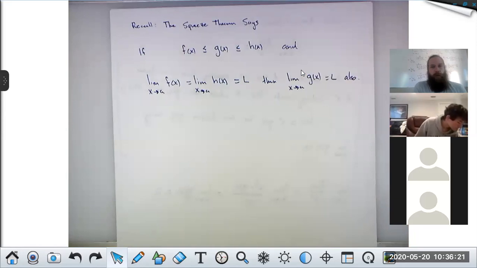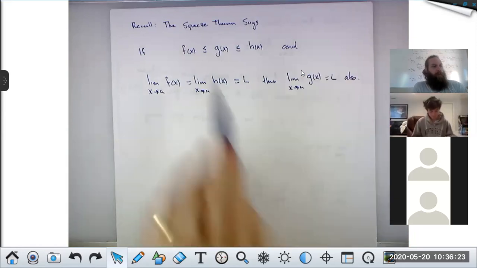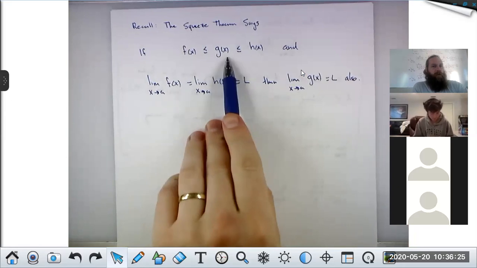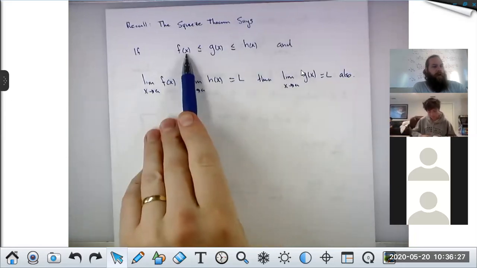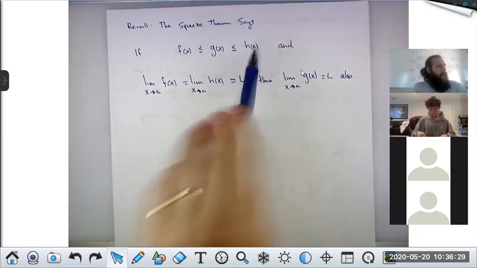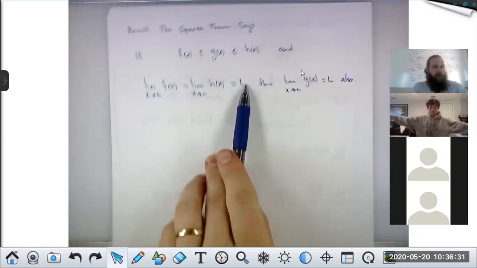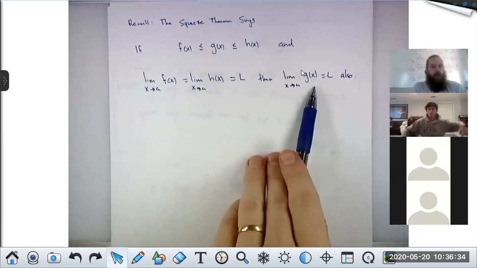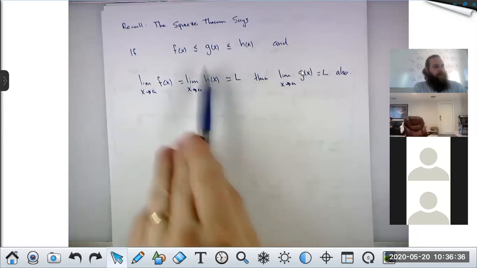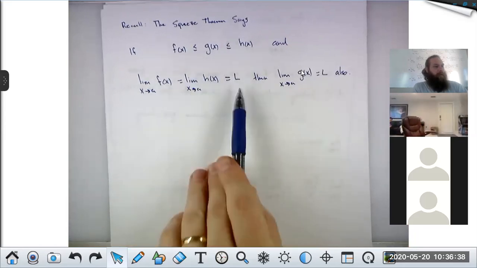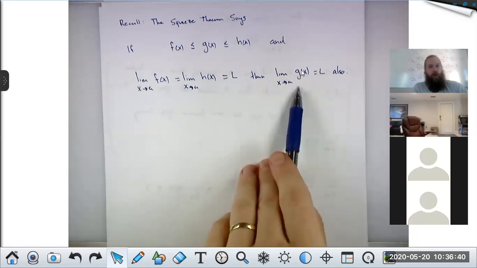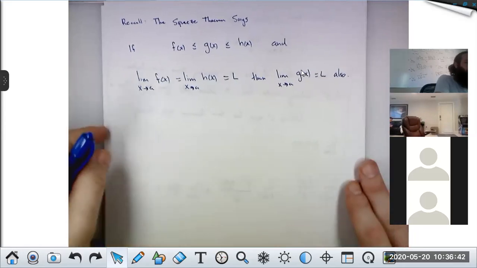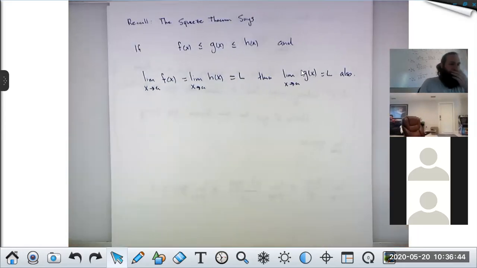We also call this the policeman theorem, right? If there's a policeman behind you and a policeman in front of you, so you are g of x, and both of those policemen are going to the same place, then you are also going to that place, right? If you're trapped between two guys and both of those guys are going to L, then you're also going to L. That's what the squeeze theorem says. This is a surprisingly powerful tool.